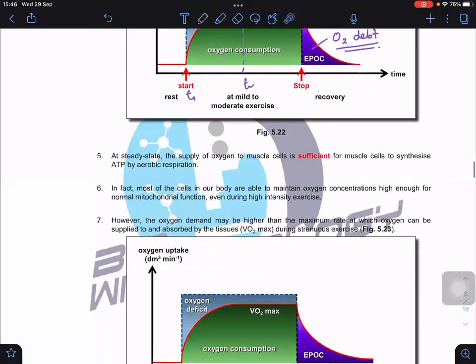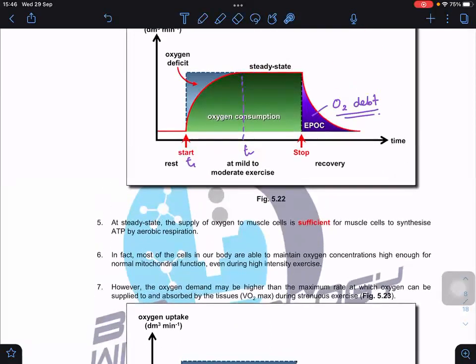So at steady state here, the supply of oxygen to the muscle cell is now sufficient. So it means that we synthesize ATP by aerobic respiration, because we can meet the demand. Can you see that? We can meet the demand. Once we meet the demand, it means that we can carry out aerobic respiration.